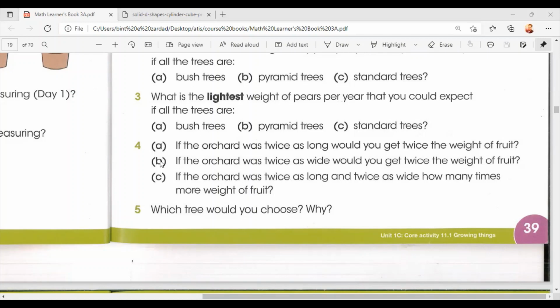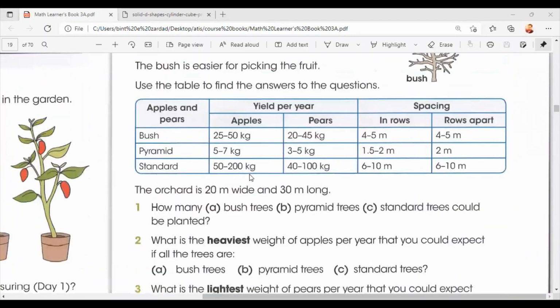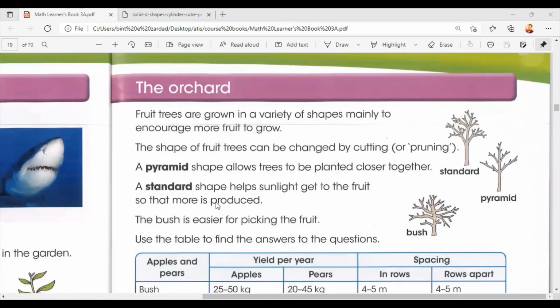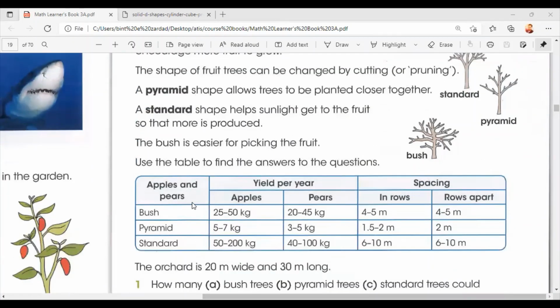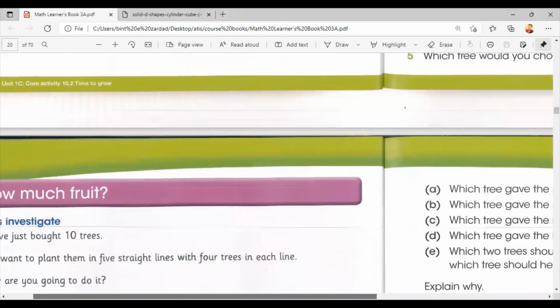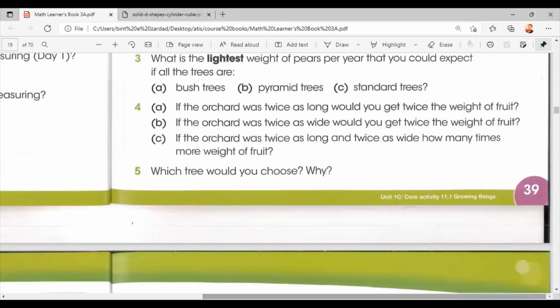Okay. Question 5: which tree would you choose? Why? If you wrote all the answers, so it's up to you. Which tree is better? Which shape of tree is better? Pyramid, standard, or bush tree? Or which apples or pear? Which one is better? You write complete or not. You complete all these questions. So this is the learner's answer. Which tree would you choose?